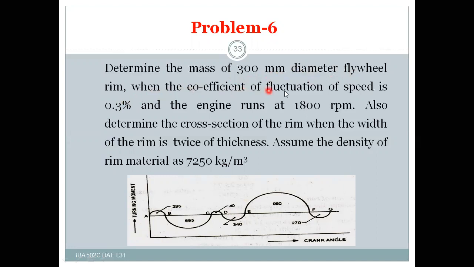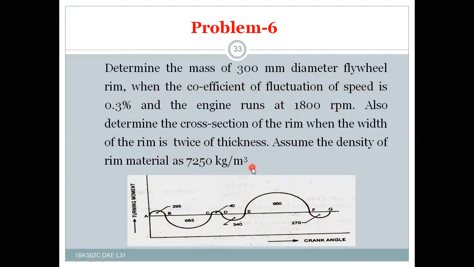So when the coefficient of fluctuation of speed is 0.3% and the engine runs at 1800 revolutions per minute, also determine the cross section of the rim when the width of the rim is twice the thickness, assuming the density of rim material as 7250 kg per meter cube.